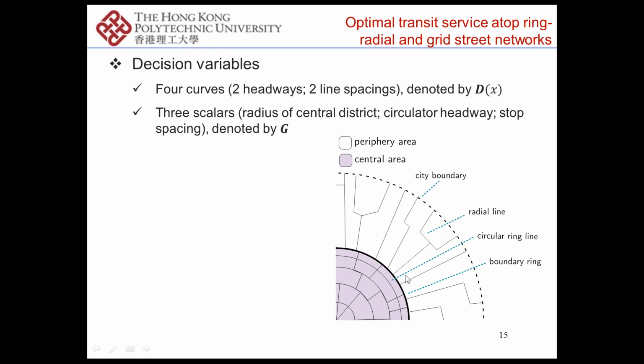Here it shows a possible result of this design step. We can simply see that the ring lines are not uniformly distributed, and the radial lines will bifurcate as the distance from the city center increases, to adapt to the continuous function of the radial line spacing.